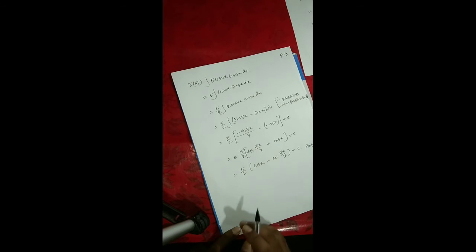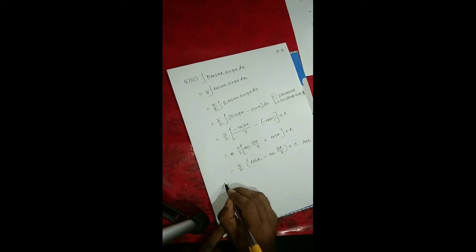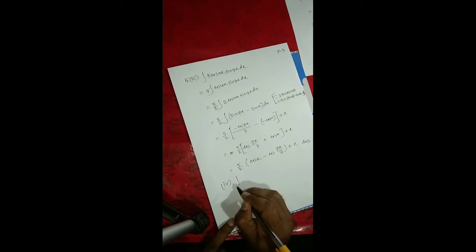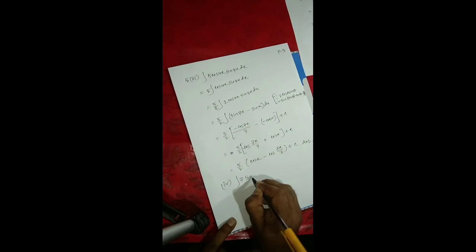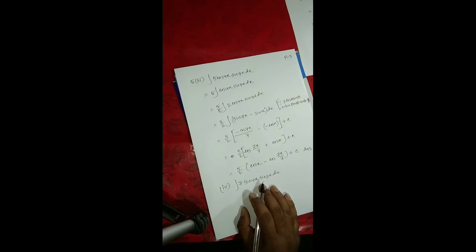And 4 numbers. Write down the question. 4 number: 7 integration of sin 4x and sin 2x dx.